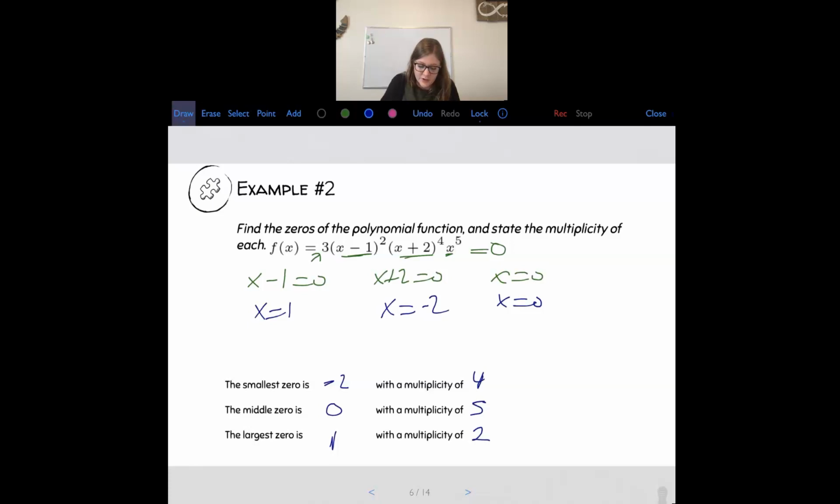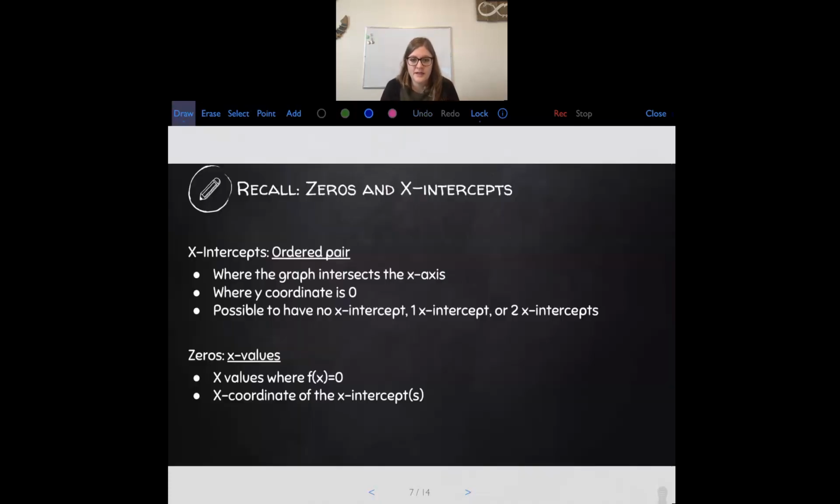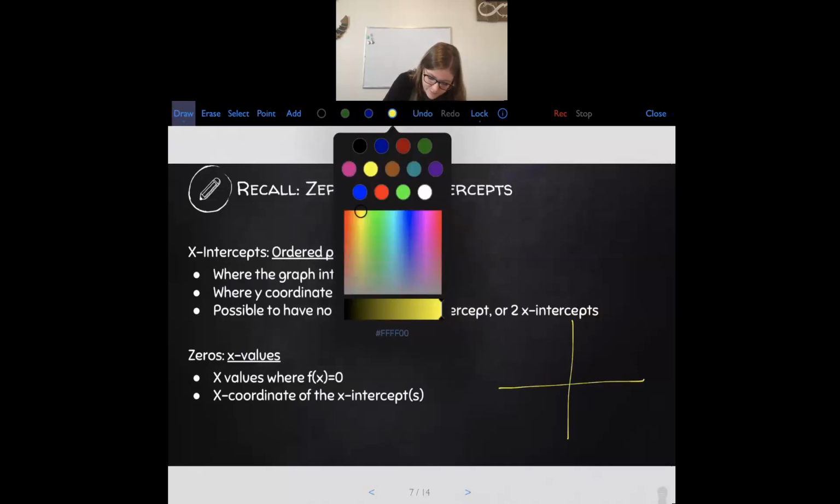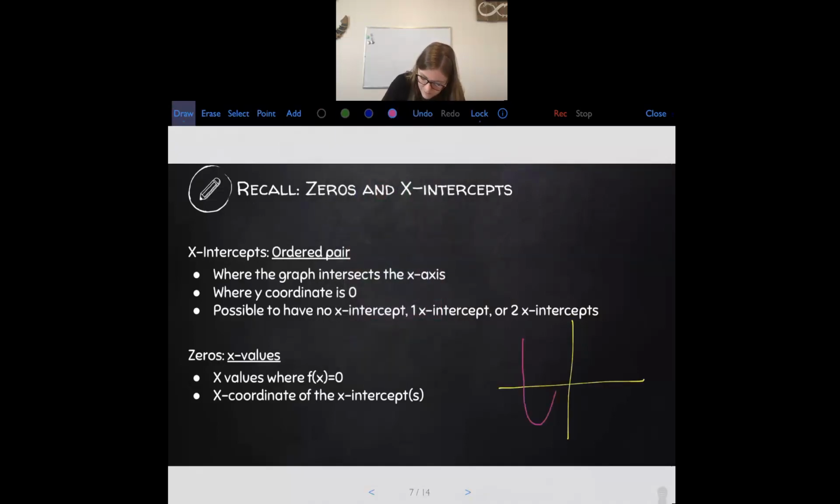Okay. So remember that zeros and x-intercepts are connected. So we just talked about that our zeros are the x values where f of x is equal to 0. These are also our x-coordinate of the x-intercept. Okay, so if we have a graph something like this, let's say this is negative 4, 0, negative 1, 0, 3, 0, 5, 0.